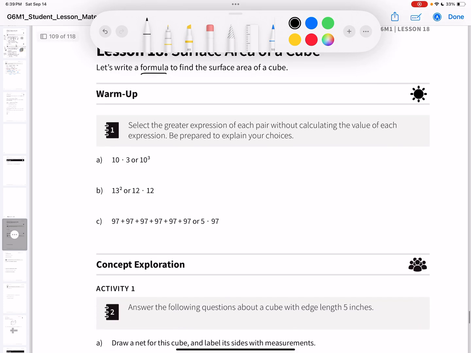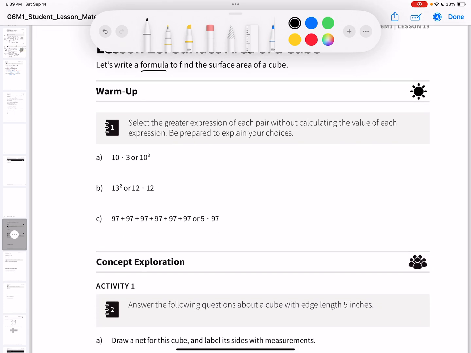Select the greater expression of each pair without calculating. So, the bigger expression, basically, but we can't calculate. A says 10 times 3, or 10 to the power of 3, 10 cubed. Well, 10 times 3, or 10 times 10 times 10, because that's what 10 cubed is. Well, 10 times 10 times 10 is going to be a lot bigger than 10 times 3. So I'm going to do that one.